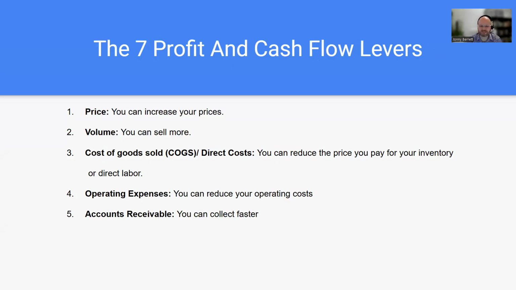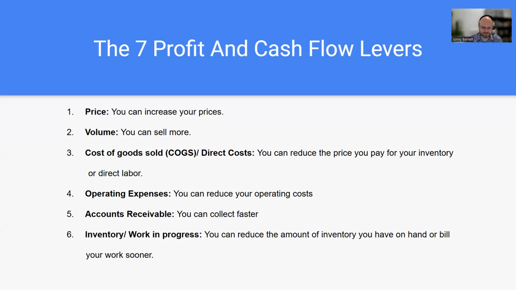Next is accounts receivable. You can collect faster. Are you allowing your customers to have 30, 60, 90 days to pay you? Or do you have a firm system in place of collections where if you haven't received payment by a certain day, they're getting automated reminders? And if those aren't working, your team is reaching out and getting the money in the door quickly. The more quickly you get the money in the door, the more cash that you're going to have in the bank and a stronger position you're going to be in.